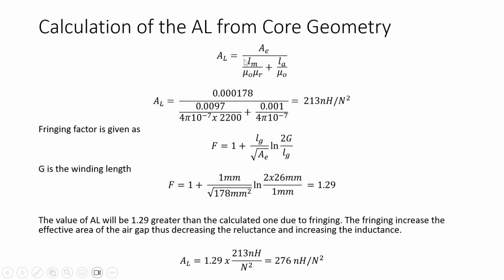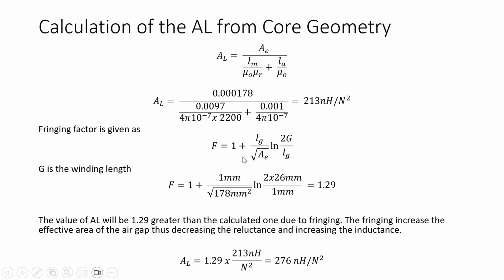This is the cross-sectional area of the core. This is the magnetic length, the mean core length, and this is the air gap length, and these are the permeabilities. So if we plug all the values from the data sheet, this is the air gap length, this is the total magnetic length, and we get the value of 213 nanohenry per turn square. So this value is actually not the actual value of the AL, because the air gap area will not be this, it will be a little bit bigger due to the fringing. So we have to calculate a fringing factor.